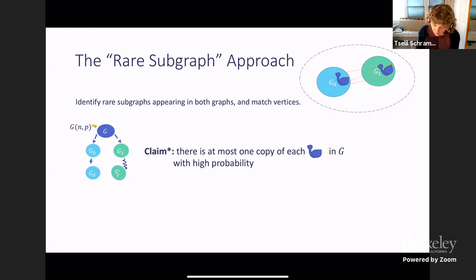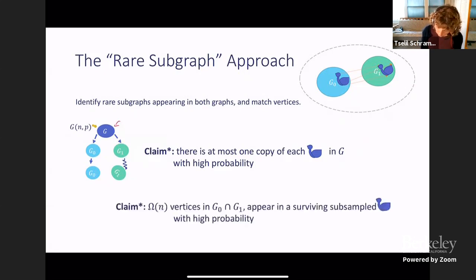But the claim would be that there would be at most one copy of each rare subgraph in the original graph G, the base graph, with high probability. And the second claim would be that a constant fraction of the vertices in the graph appear in a rare subgraph in both copies. Once we can establish these things, we're done. Then we establish robust versions of these claims using a more complicated version of the analysis that we did for the hypothesis testing, and that gives us the algorithm for recovery.